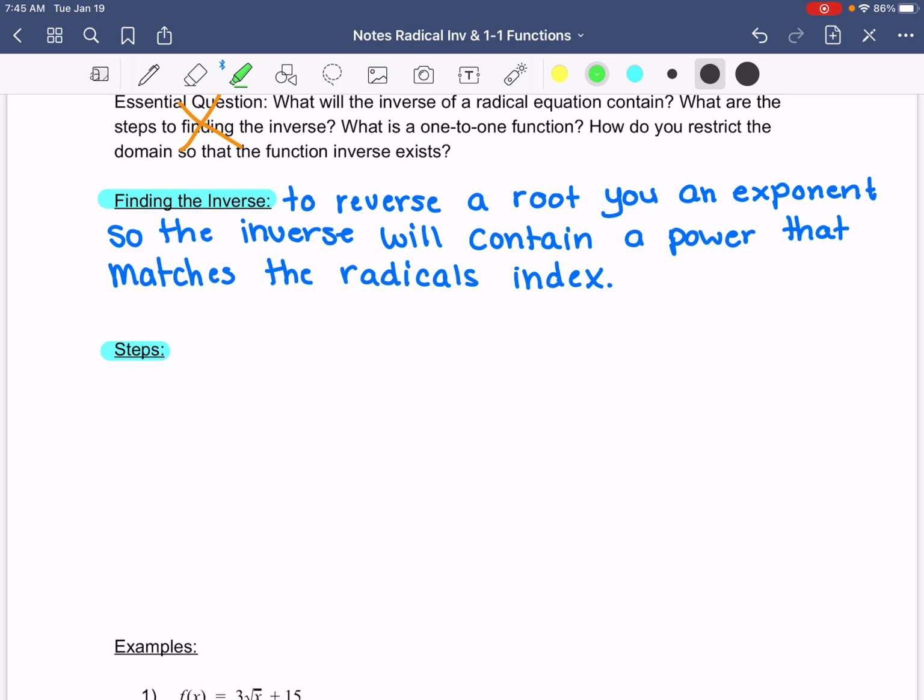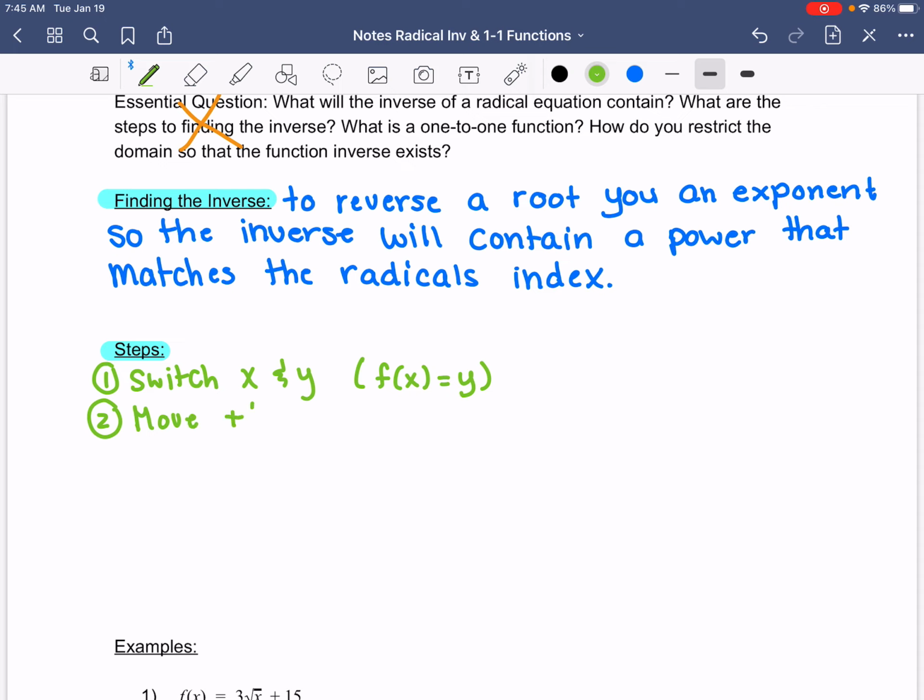We're going to write down some steps that you guys can use when you're working on your homework. The first step is always to go ahead and switch x and y. I'm leaving out the first step that we have done before. You just need to remember that f of x is equal to y. Step 2, you're going to go ahead and move any adding, subtracting, multiplying, dividing that is outside of the radical.